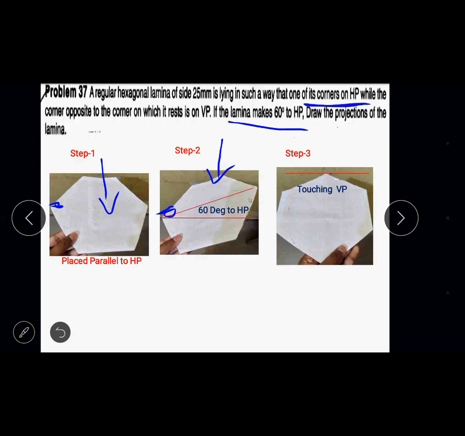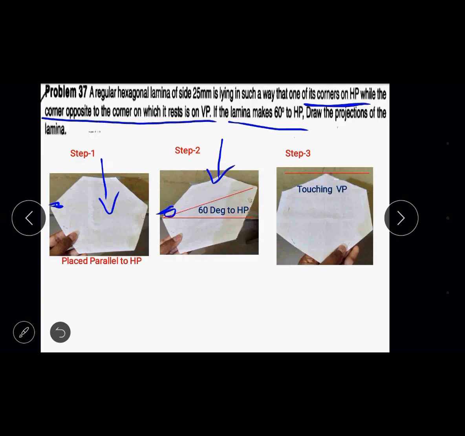Going to the third figure, step 3, it says that the corner is on VP. You can look at it over here. There is no angle here, no VP direction here. Earlier, in the previous problem, you had seen the VP angle with reference to the resting edge. But in this problem, it is the corner opposite to the resting corner, which is the corner of the hexagon placed opposite to the resting corner.